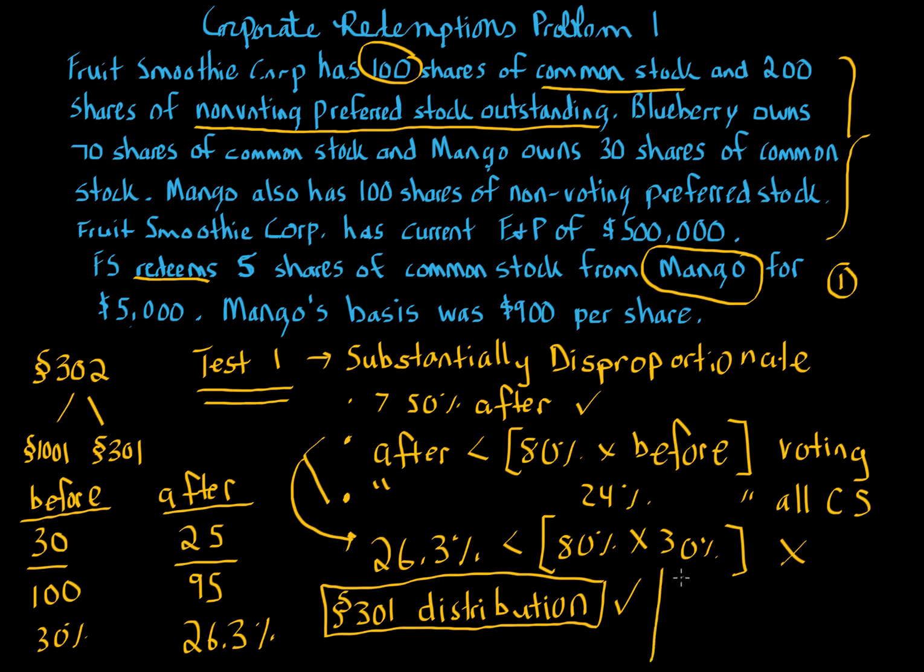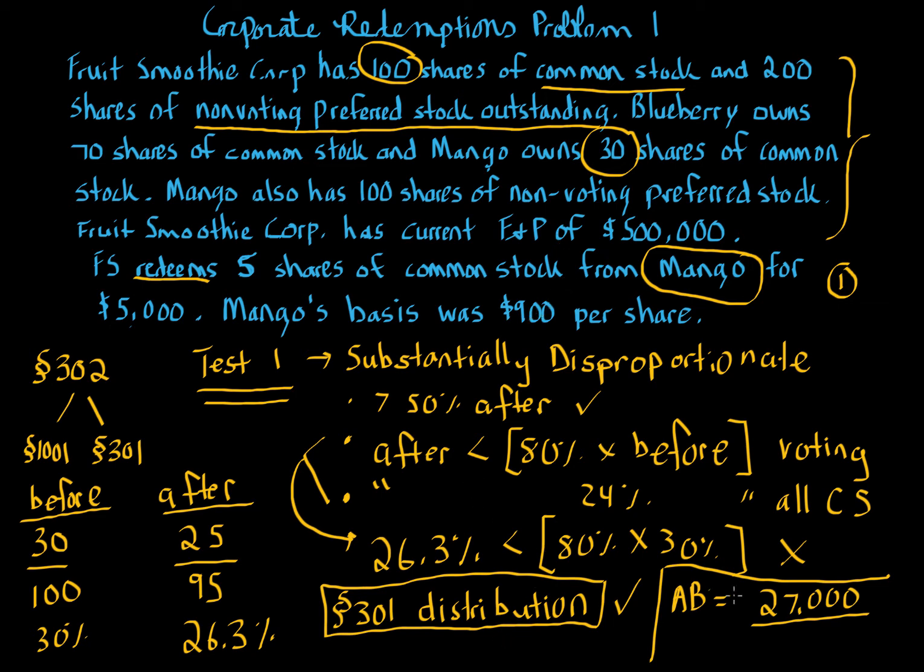Now, last thing I want to mention, the adjusted basis. The adjusted basis of the shares going forward has to be recalculated. Now, the total basis, we're told, is $900 per share for 30 shares. Again, Mango owns 30 shares. That's going to be $27,000.